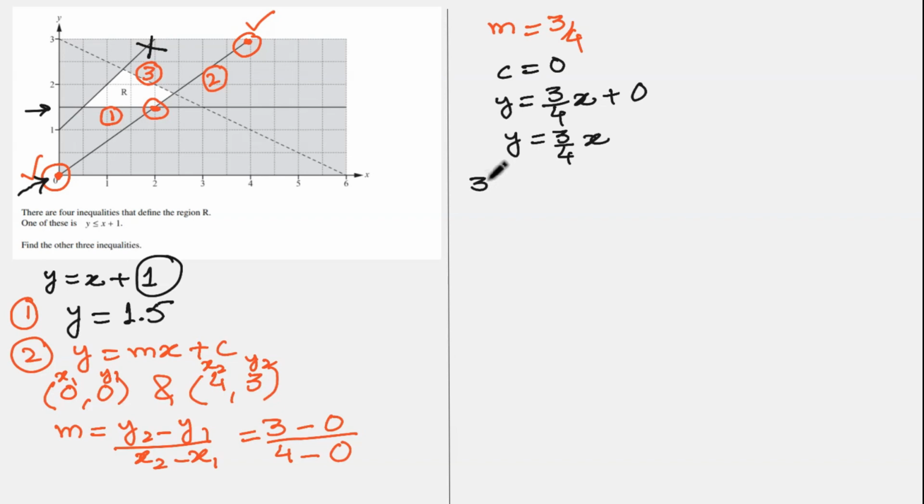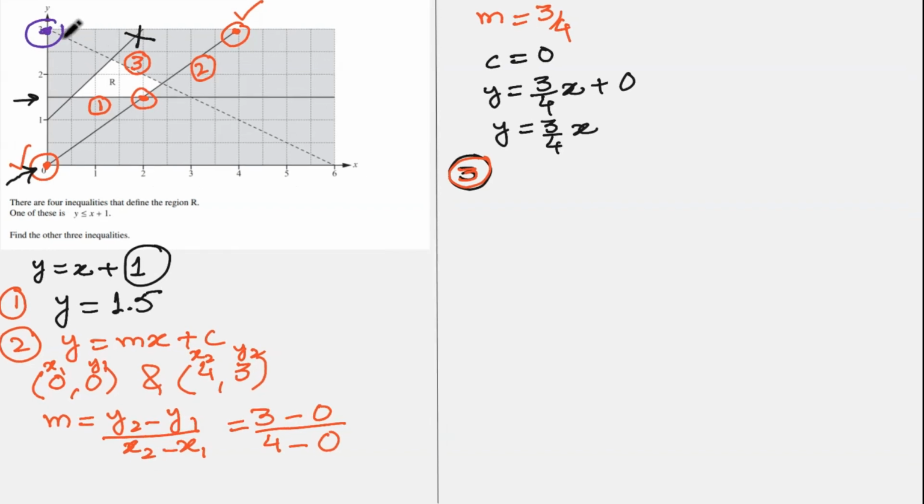For the third line, for line number 3, it's again a sloping line, and we need to choose 2 points again on this line. Let's see which points we can use. Use any 2 points from this line. So let me use this point. The coordinates for this point are 3 and 0.